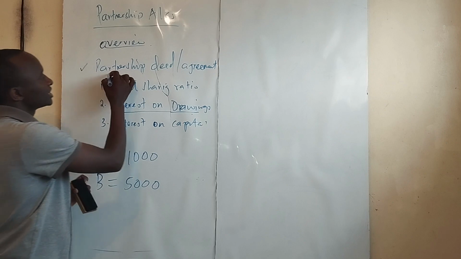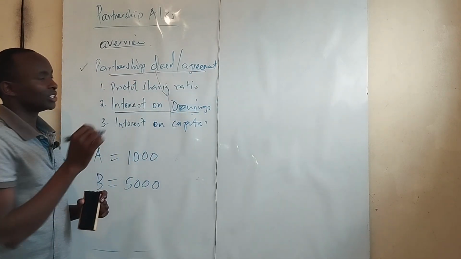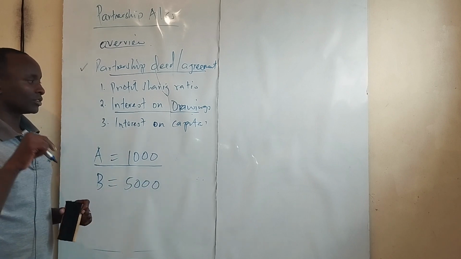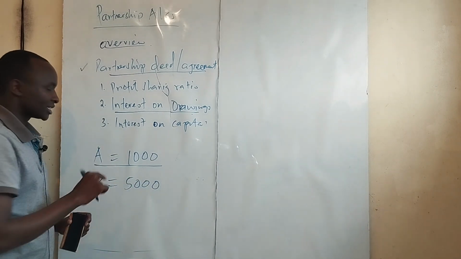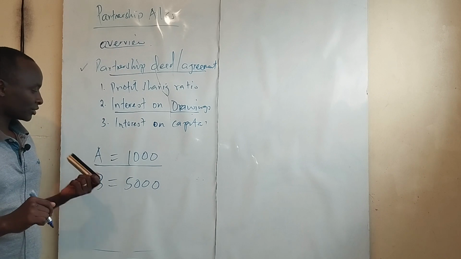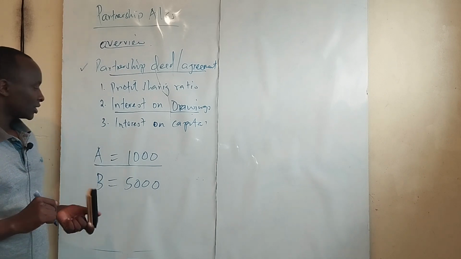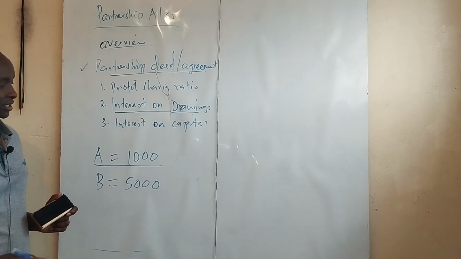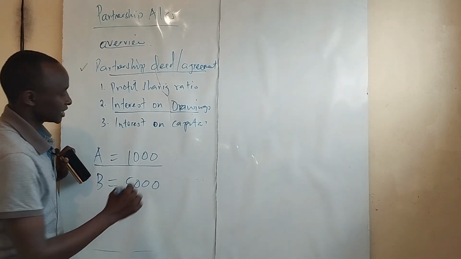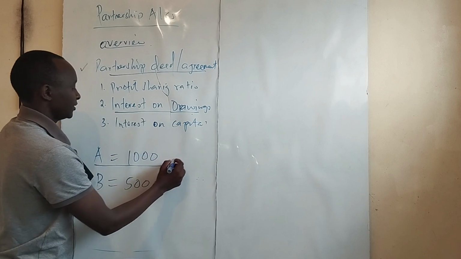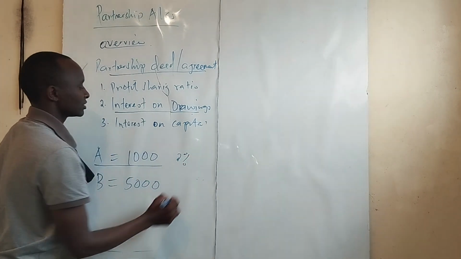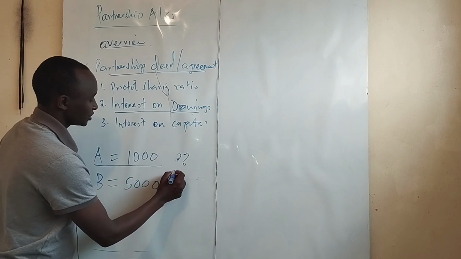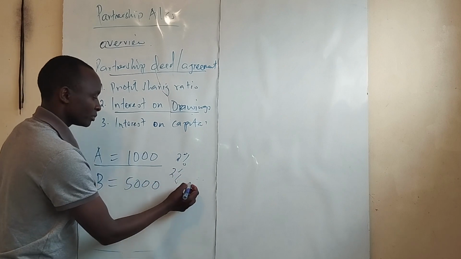So the partnership business, the partnership deed or the agreement should clearly show the percentage of the interest that each and every partner is going to receive for the capital they have introduced. So let's say partner A introduced 1,000, and then the partnership deed states that partner A should get 2% interest on capital. Then partner B should also get maybe 2%.